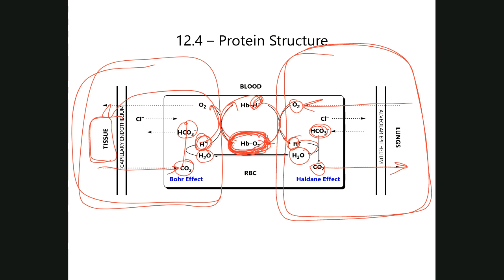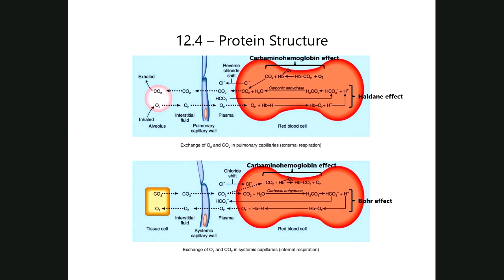Okay, the next slide is a little bit more cartoonish, sort of putting it in the context of a red blood cell. And this one is actually displaying the carbaminohemoglobin effect superimposed. So again, let's start in the tissues on the bottom. Cells produce boatloads of CO2. That CO2 ultimately makes it into the cells. It combines with water to form carbonic acid.